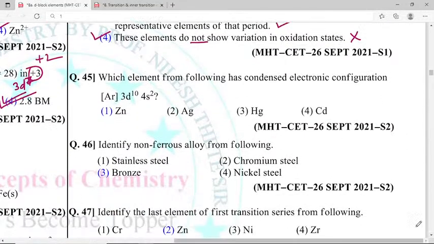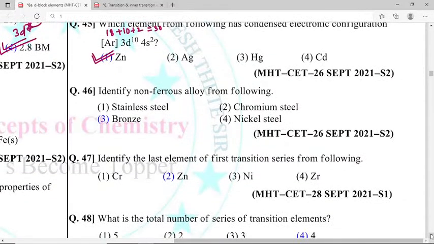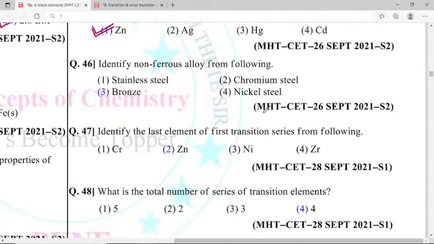Which element from the following has condensed electronic configuration 3d10 4s2? Zinc. Same question repeated in 2021. Argon has atomic number 18. 18 plus 10 plus 2, so the value becomes 30. So zinc has atomic number 30. Very easy. Argon 18, 10 plus 2 is equal to 30. 3d10 4s2, zinc.